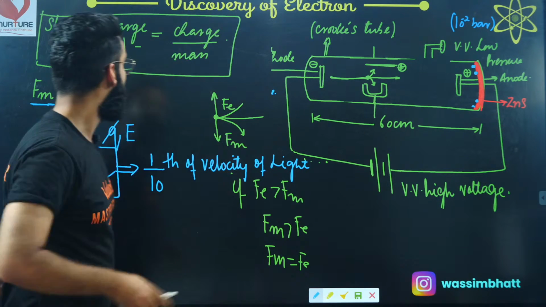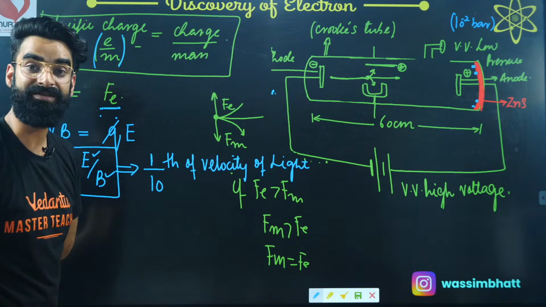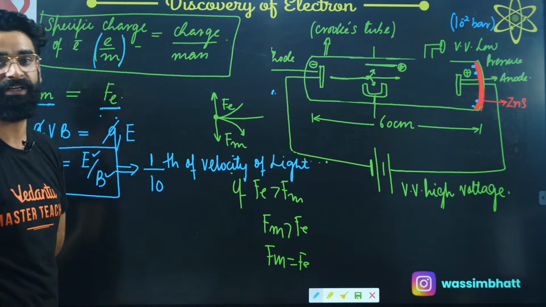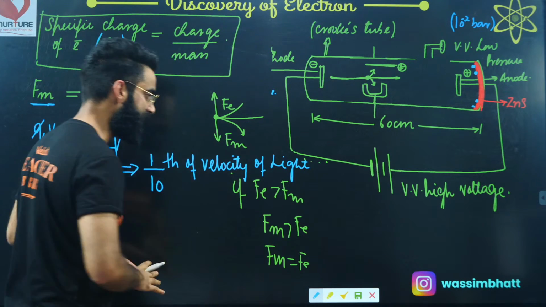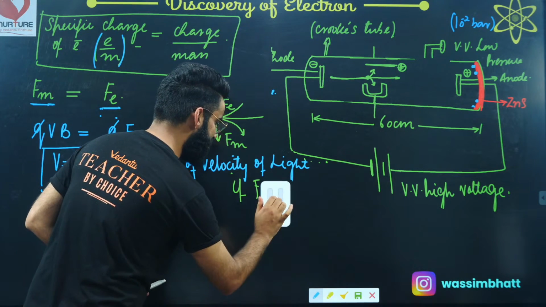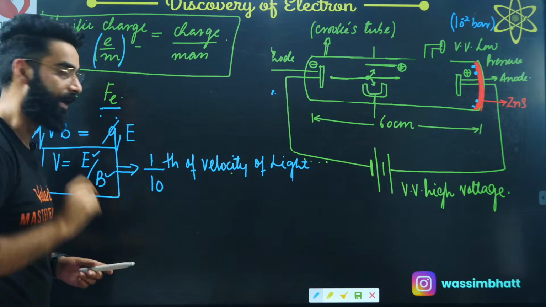Now people, how did he calculate the charge by mass ratio? The e by m ratio, the specific charge of the electron. That is the point now. Let's try to understand how he calculated that mathematically. For that, let me erase this part. Understand what I'm going to tell you now.